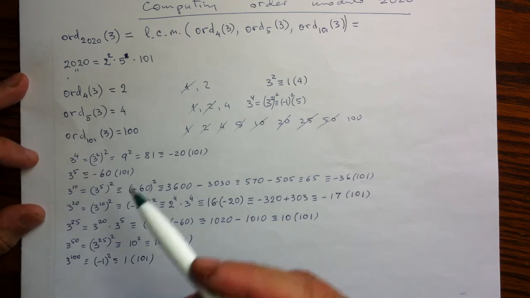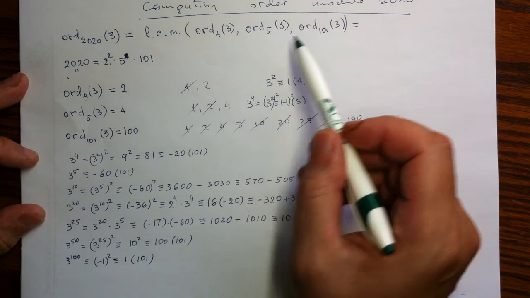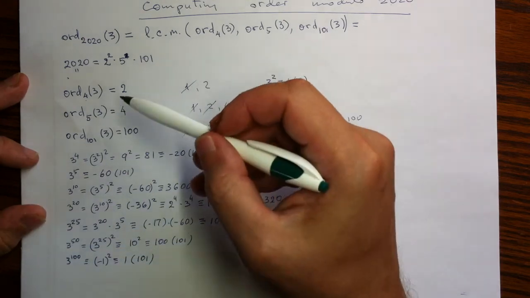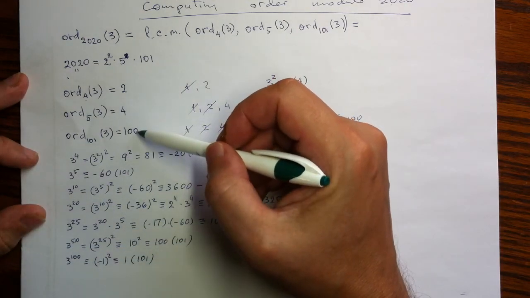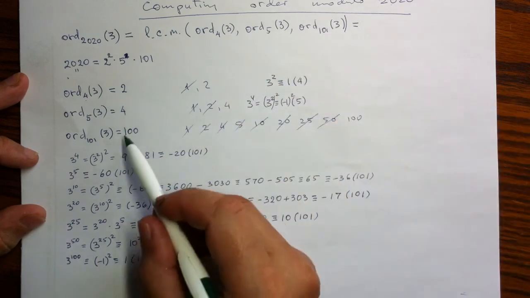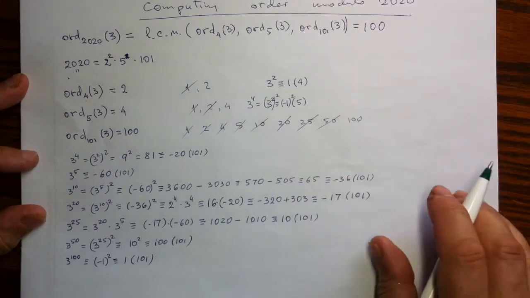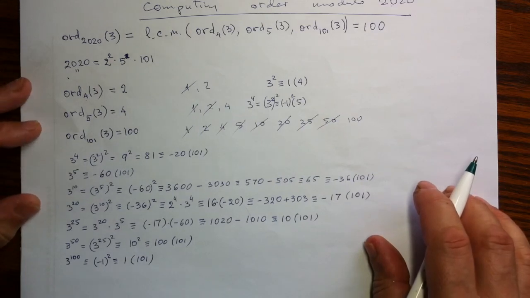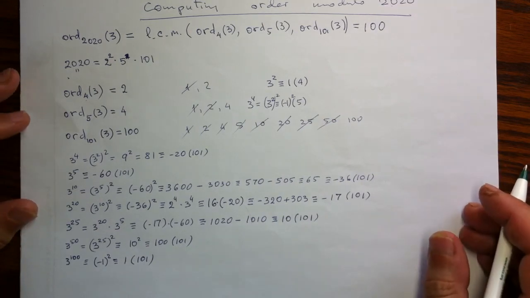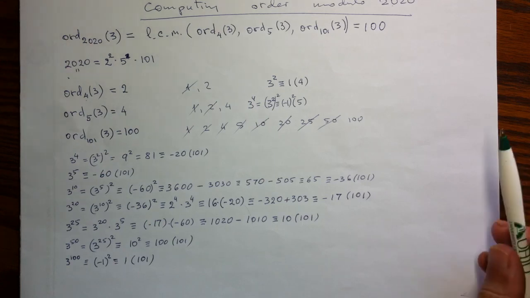So now I know all the orders which I need to combine in the least common multiple fashion. It's 2, 4, and 100, and of course this common multiple is just this 100. This is the largest possible order modulo 2020, and that's the order of our number 3.